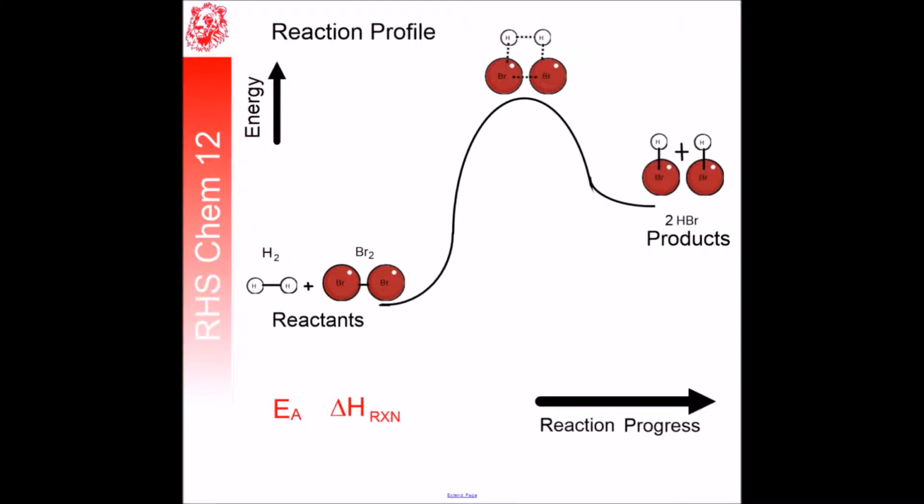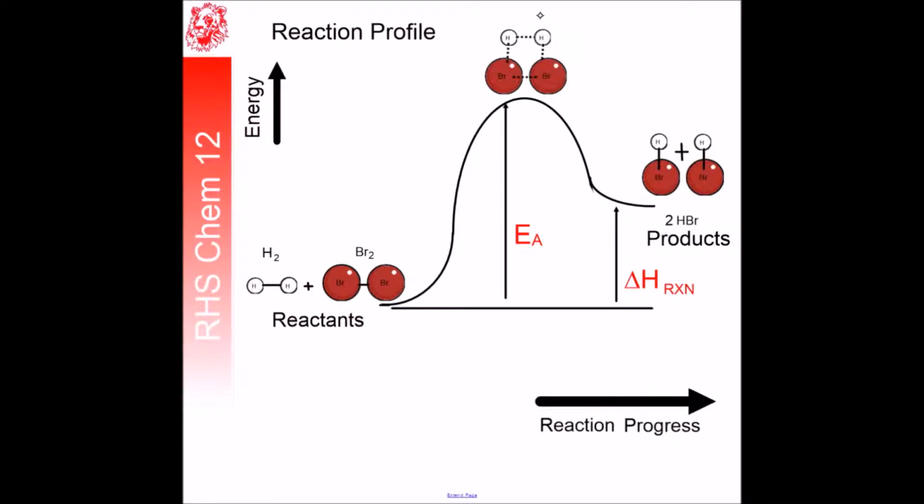We had looked at thermodynamics before, and we had looked at the difference between the reactants and the products as being the delta H of reaction. And so that still goes there. That would be this distance right here, all the way up to there. So that's still the delta H, just like it was before. But now we have the activation energy, which would go from there all the way to here.